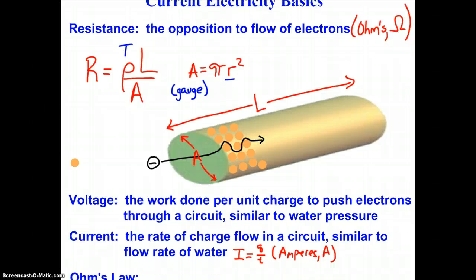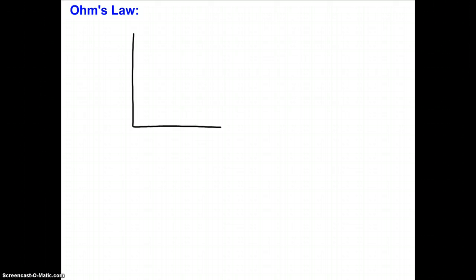Okay, we're going to move on and talk about Ohm's law. Ohm's law is simply a relationship between those three electrical variables that we just got done discussing. If we started with a graph of voltage versus current, and the conductor is ohmic, in other words, it obeys Ohm's law, what we see is that we get a linear fit to the data between voltage and current.